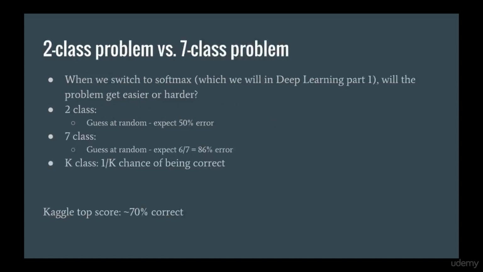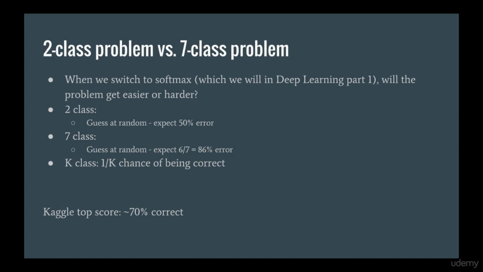Another question to consider is, when we do eventually use softmax and classify all 7 classes of data, will the problem get easier or harder? To answer this question, think about what your expected classification rate would be if you were to choose at random. Suppose the data is 50% class 0 and 50% class 1, and we guess at random. What would our expected classification rate be? It would be 50%, because we have a 50% chance of being correct.